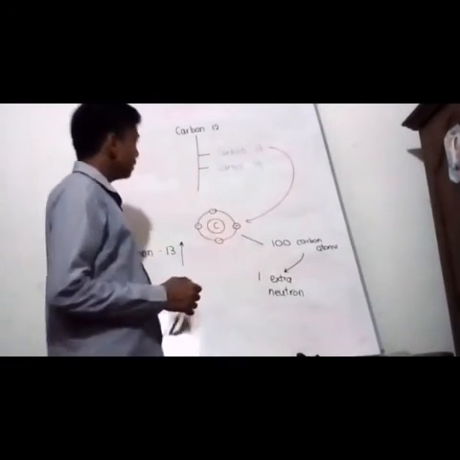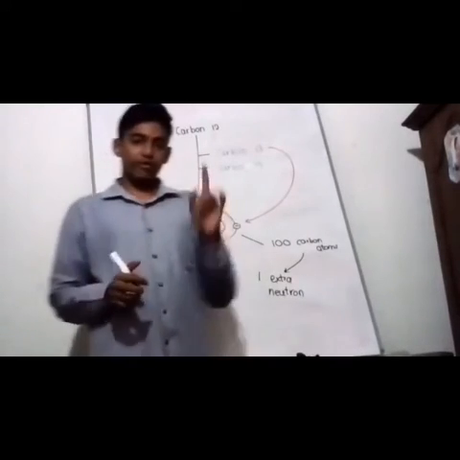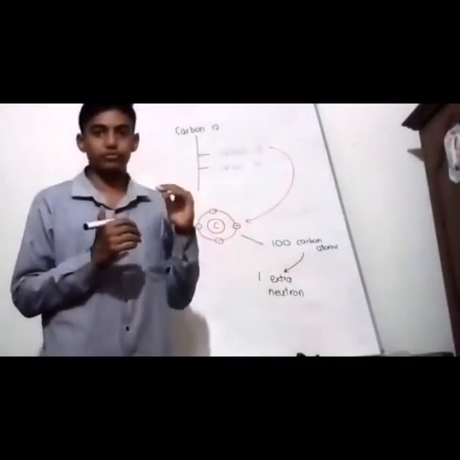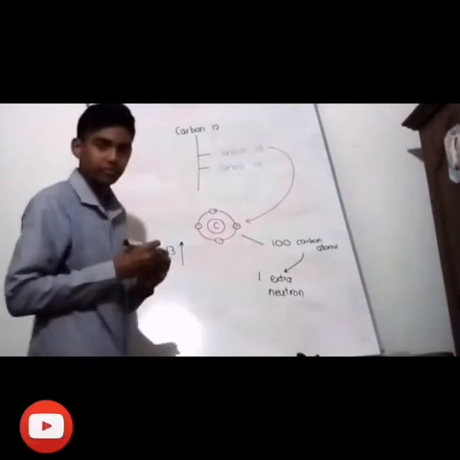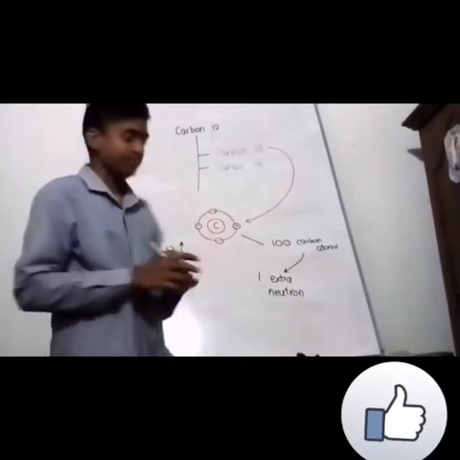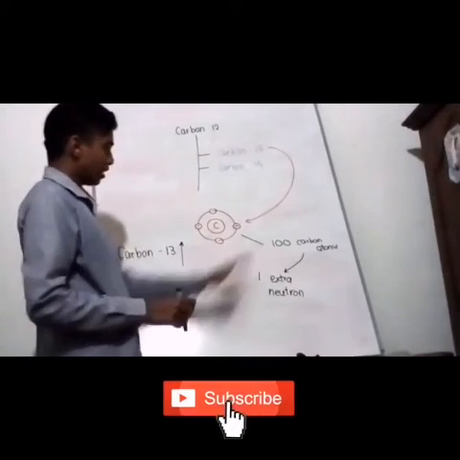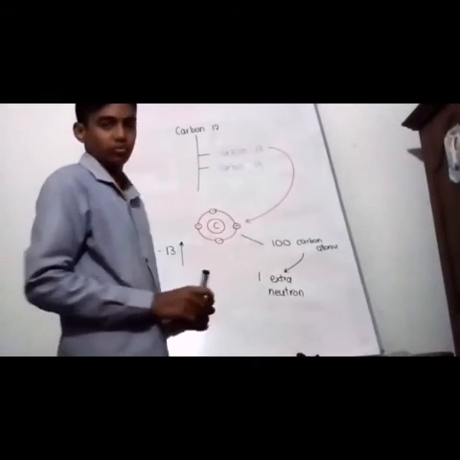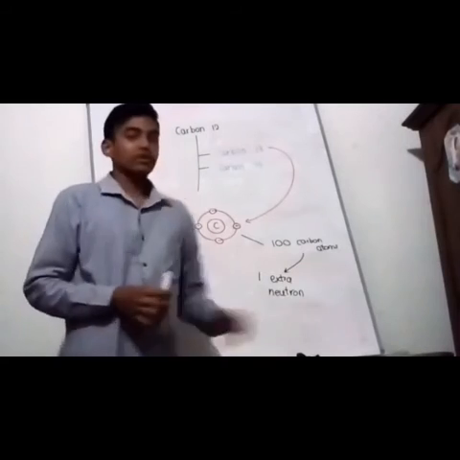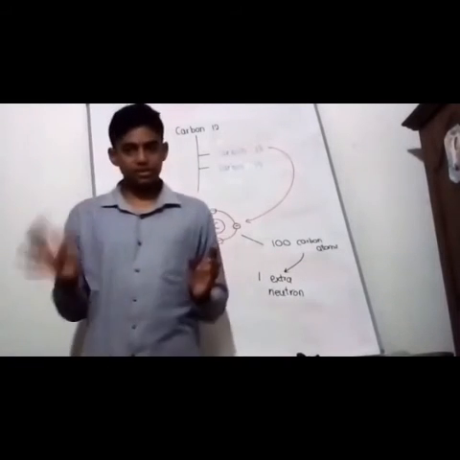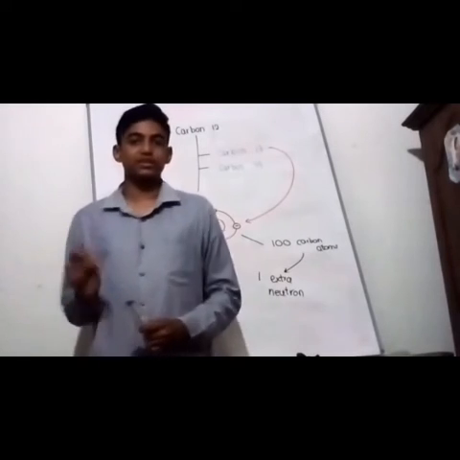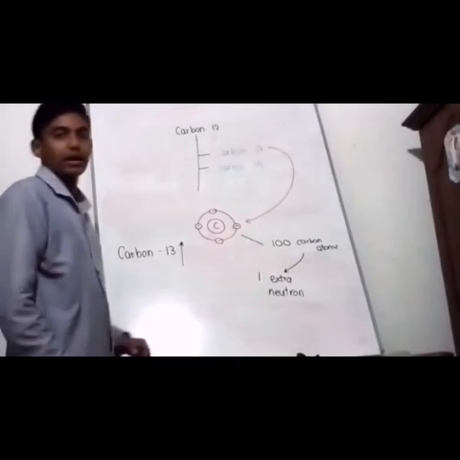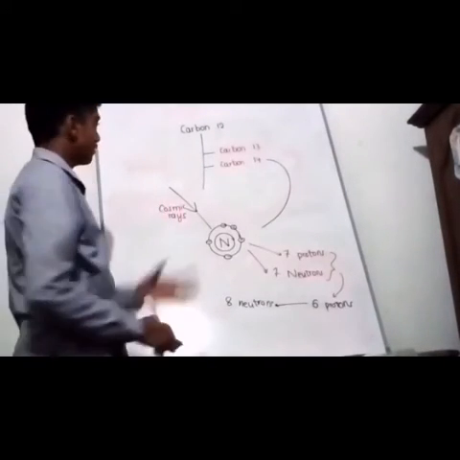If you take carbon 13, out of 100 carbon atoms, one atom has an extra neutron. So that gives us carbon 13. Carbon 13 is the same as carbon 12, but the difference is, yes, you got it, it's a little bit heavier than carbon 12.